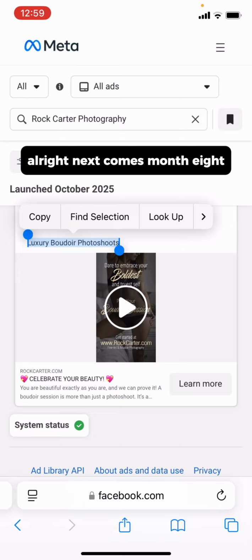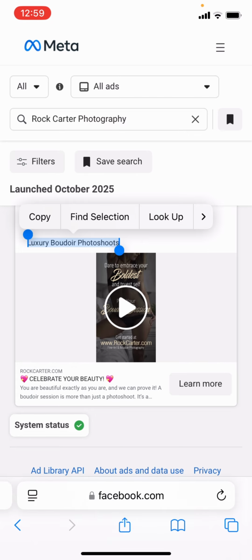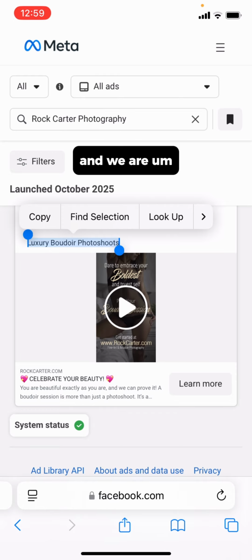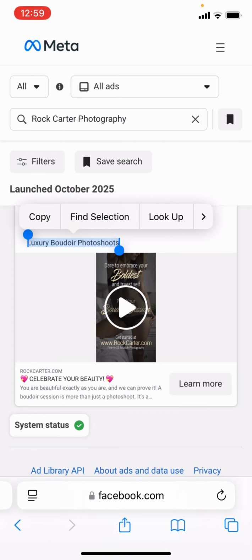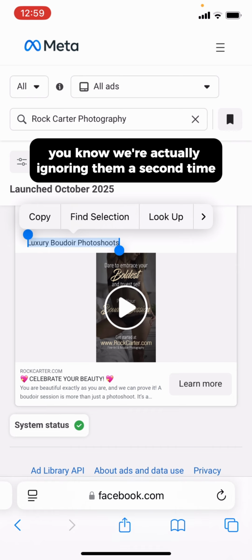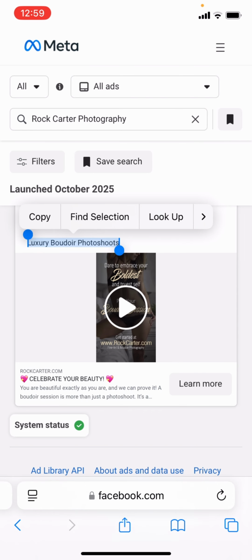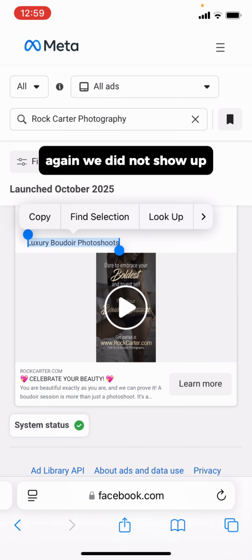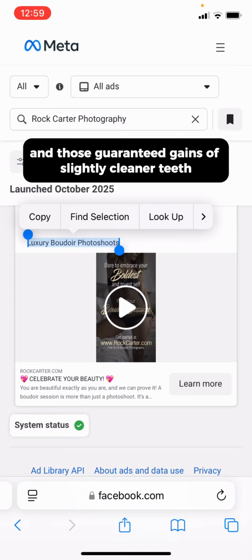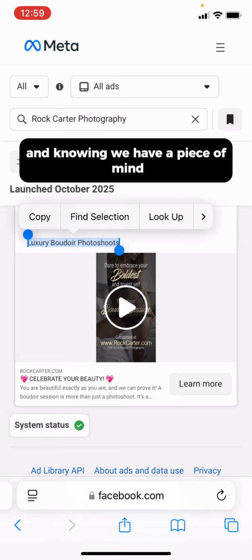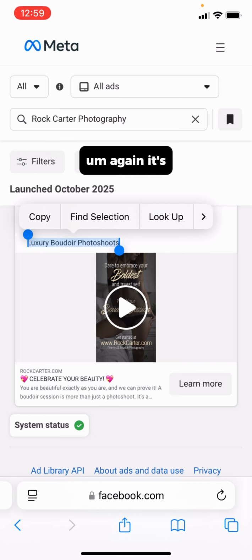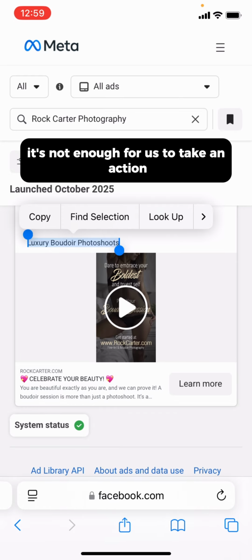All right, next comes month 8, month 10, month 12. We get one auto text each month, and we're actually ignoring them a second time. So month 12 comes and goes. Again, we did not set a dentist appointment. Again, we did not show up. And again, it's the same thing. We're busy, we're focused, our schedule's full, and those guaranteed gains of slightly cleaner teeth and peace of mind, knowing we have no cavities in our mouth, again, it's not enough for us to take an action.